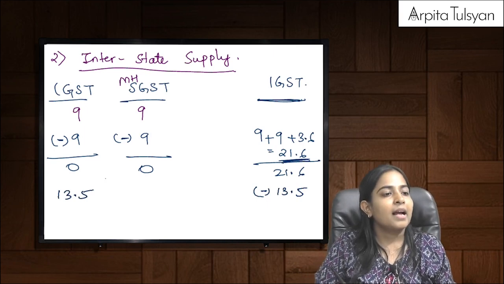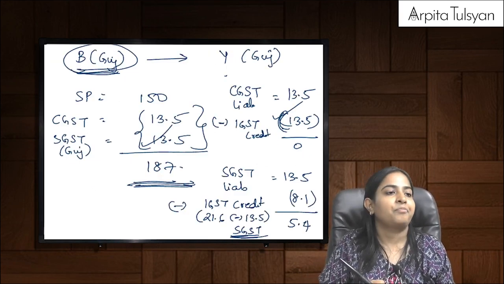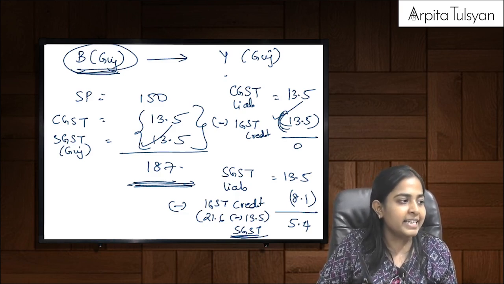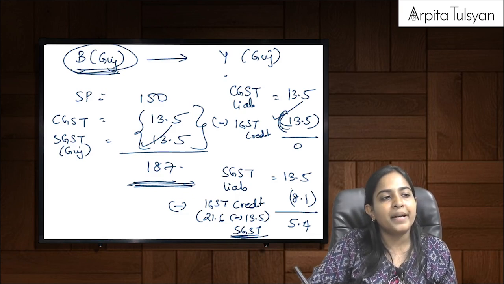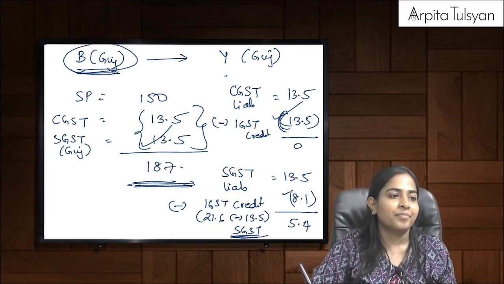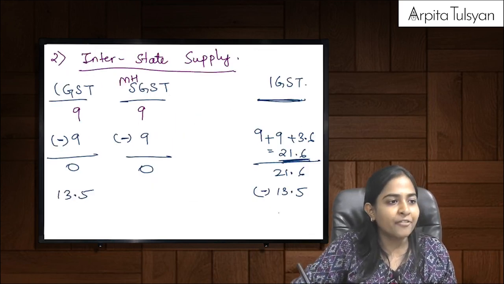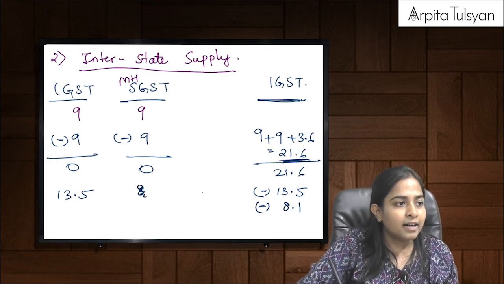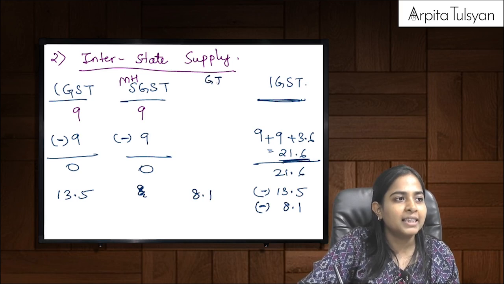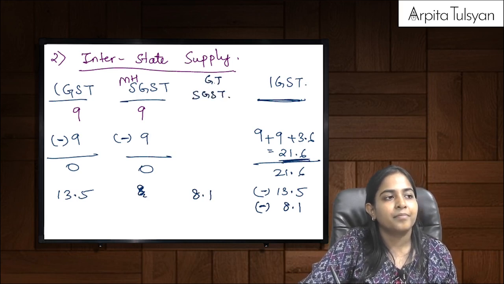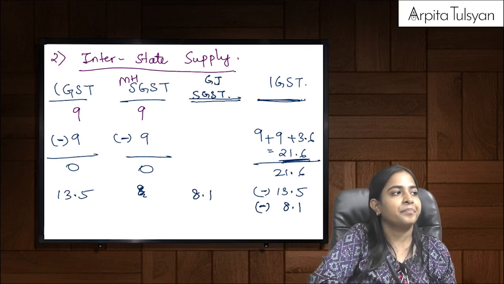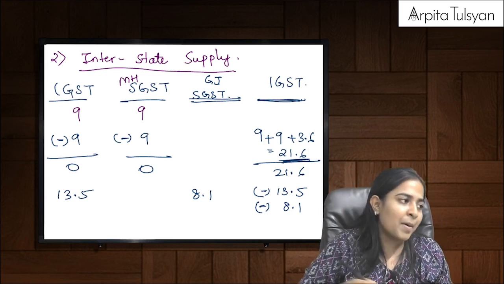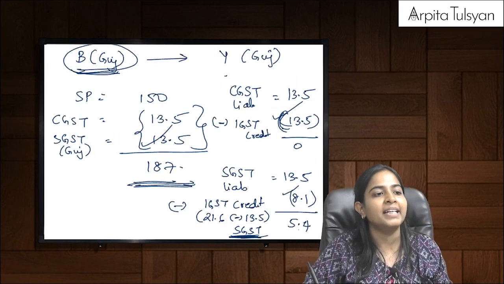Correct? Okay, then after that, in case of SGST, how much amount did I pay by using IGST credit? I paid 8.1. So can I say from here, I removed 8.1 and I paid to Gujarat SGST. Right? Am I correct? Yes.